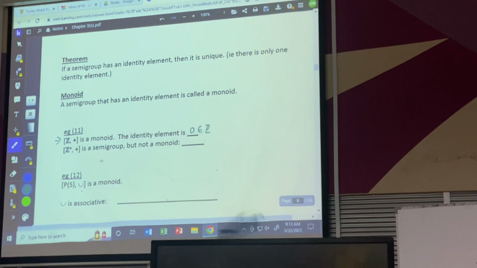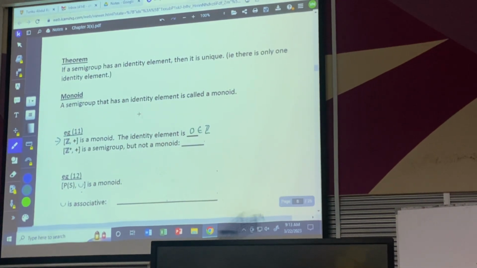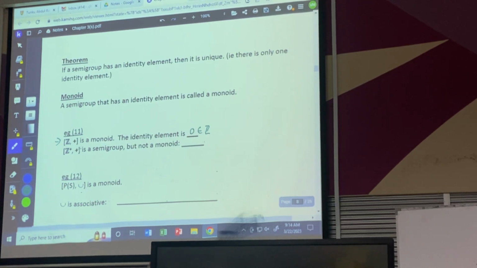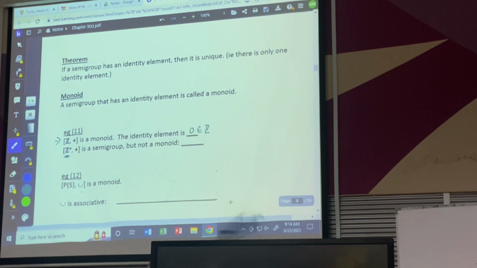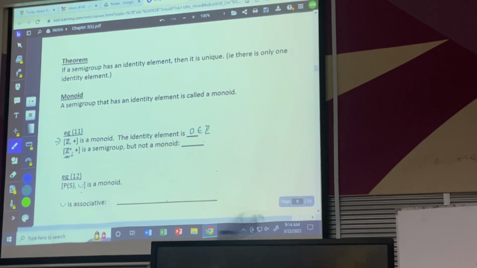And then the second one, you have the positive integer with plus is also a semigroup, because we know that plus is associative. So it is a semigroup. Fulfill the associative property. And this one, plus just now, we have found that the identity is 0, right? Is 0 belongs to the set given here? Positive integer? Is 0 considered as positive integer? No, right?